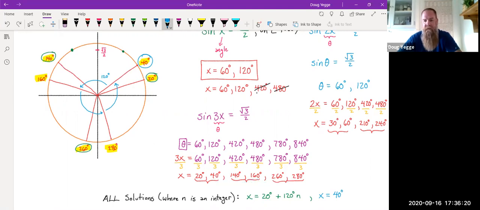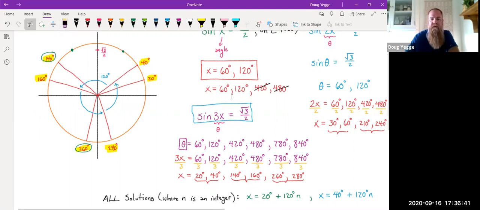And so notice that if I take 40 degrees and add 120 degrees times n, then those two general solutions will describe every possible answer, no matter how many rotations, to the equation sine of 3x equals the square root of 3 over 2. Now that's one method we could use.